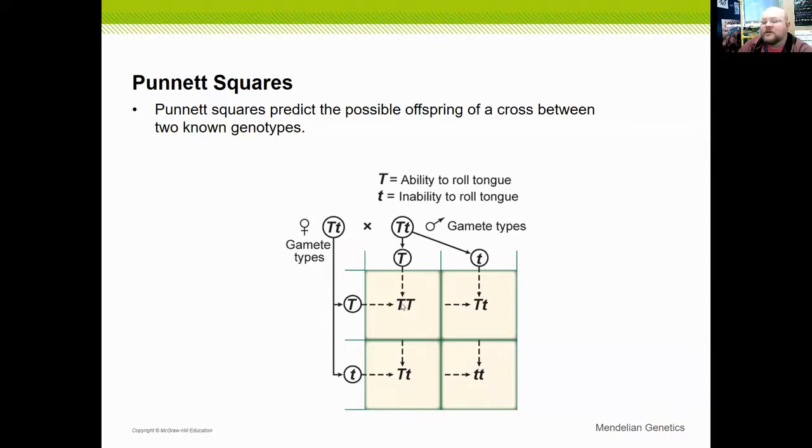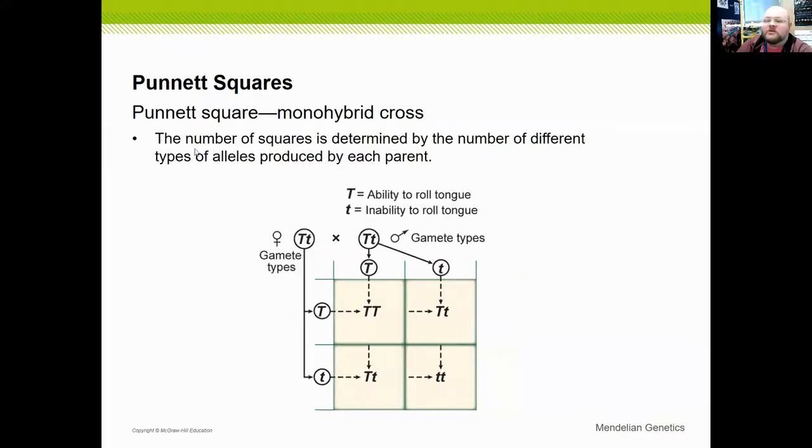So you can see here, homozygous dominant is always dominant. Heterozygous is always dominant. And then homozygous recessive is the only recessive. So that's why it's 3-to-1 no matter what, which we said earlier. So the number of squares is determined by the number of different types of alleles produced by each parent. Typically, we're just going to have 4 squares here.